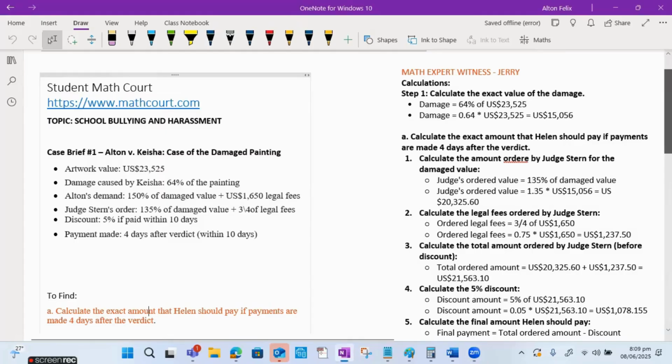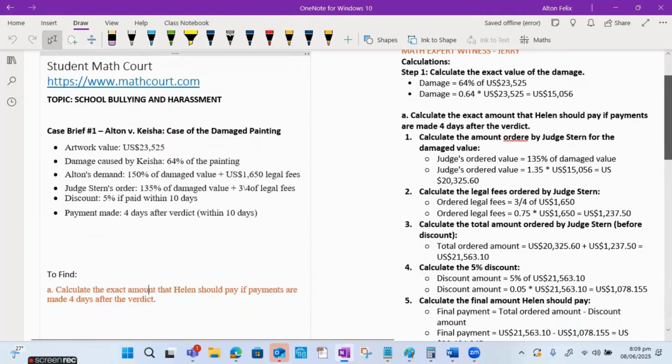All the information is presented on screen and we know the facts. We would have read the question already. And we have this art which was valued at $23,525 being damaged by another student, Keisha. She did not damage the entire painting, only 64% of the painting. And that situation escalated into a court matter where Alton is now demanding 150% of the damage value plus his legal fees.